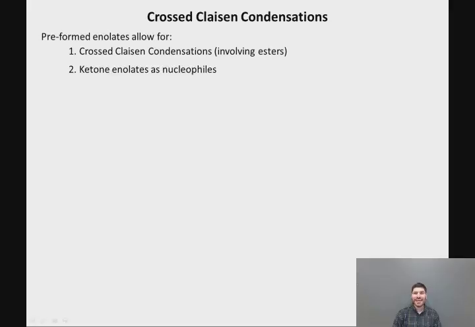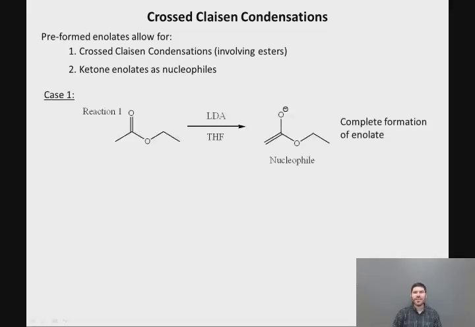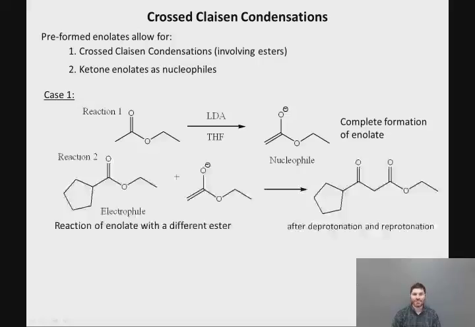But preformed enolates, as we shall see, will also allow us to use ketone enolates as nucleophiles in a Claisen condensation. Okay, so let's deal with case 1 first. The first reaction that we have to do is to preform the enolate. So we're going to take a simple ester here, ethyl acetate, deprotonate it with LDA, deprotonate the hydrogens from the alpha carbon, and that's going to generate the enolate as the nucleophile. And of course, LDA is a strong enough base that formation of this enolate will happen completely and irreversibly.